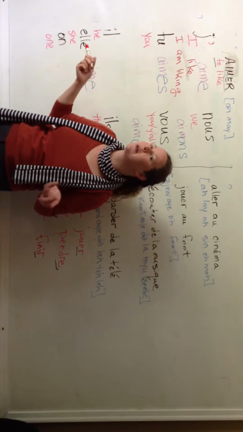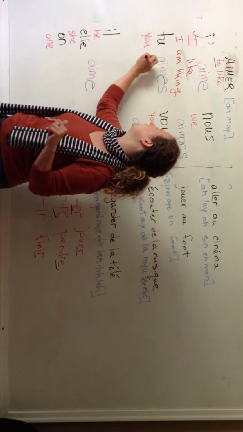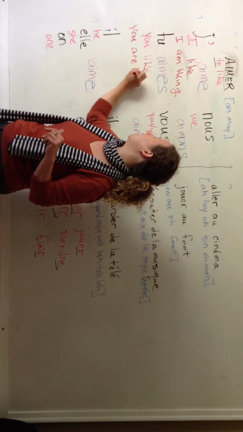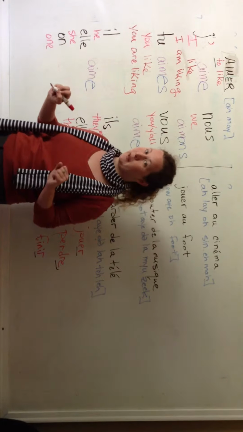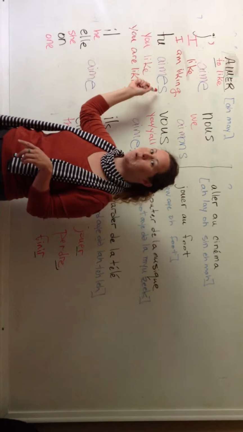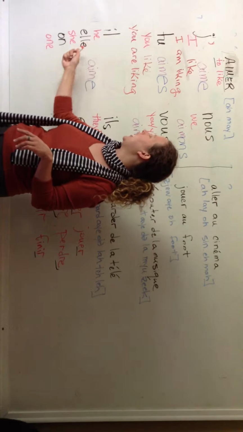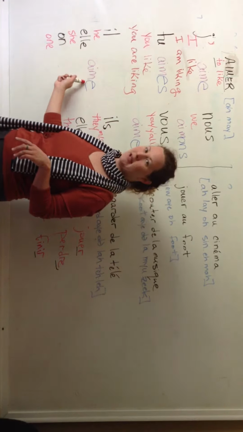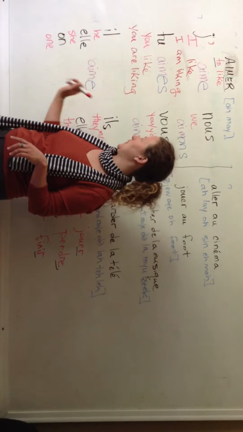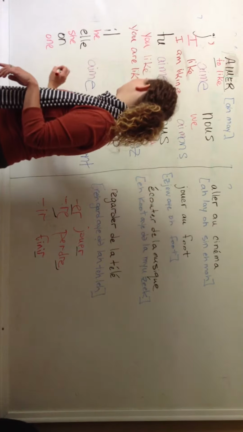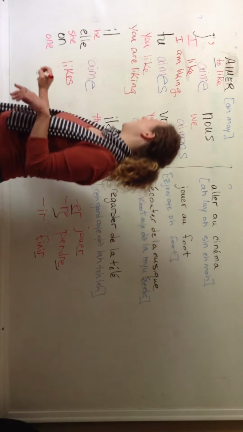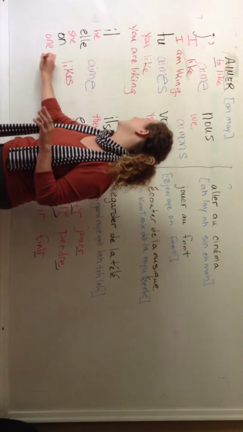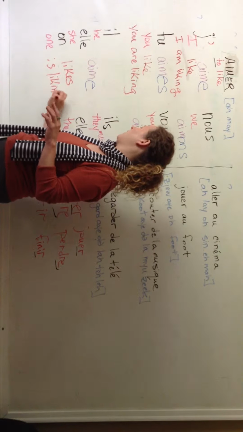Tu aimes. What do you think it means? You like. You are liking. Okay? Tu with an -es. Il, elle, on, he likes, she likes, one likes. Okay? Where do I want to write this? But it also means he, she, one is liking.